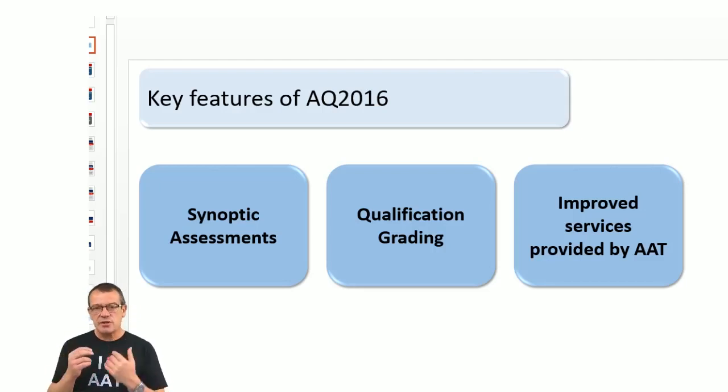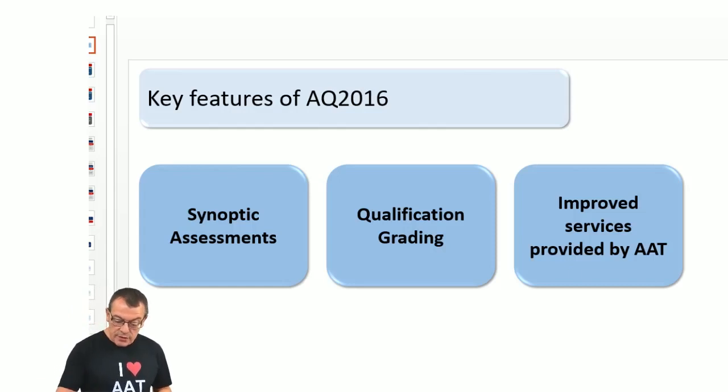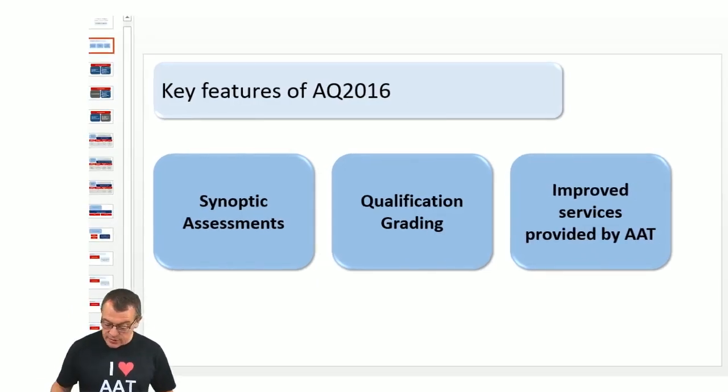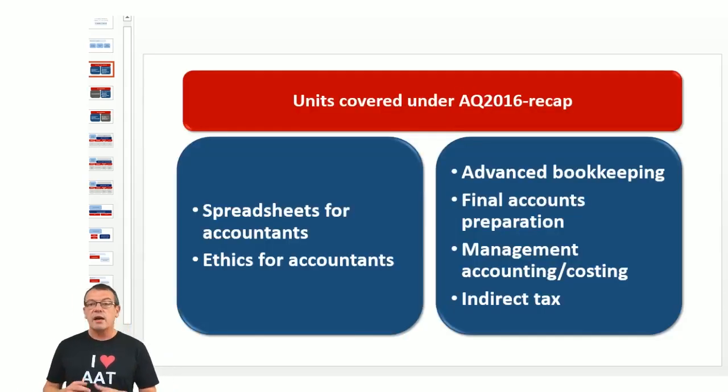What I'd like to do to start with is a brief recap on what you've already covered. I'm going to do this by looking at a few slides and then explaining exactly what we are covering at Level 3. To start with, here's the recap of the units covered at Level 3. You know that you will be doing spreadsheets for accountants and ethics for accountants. There is a reason that I've put that on this side of the screen.